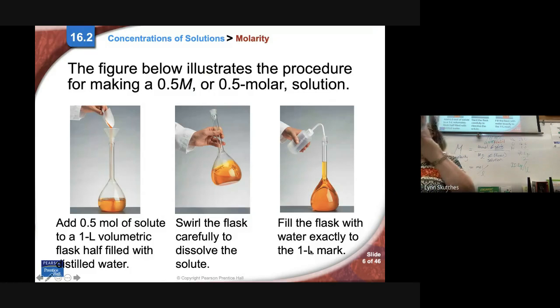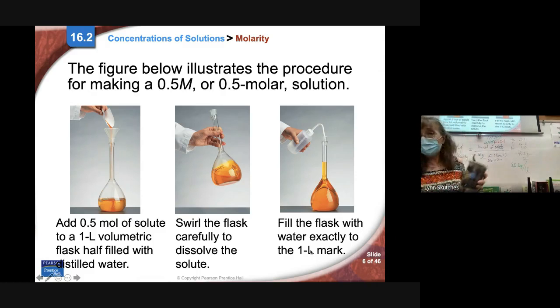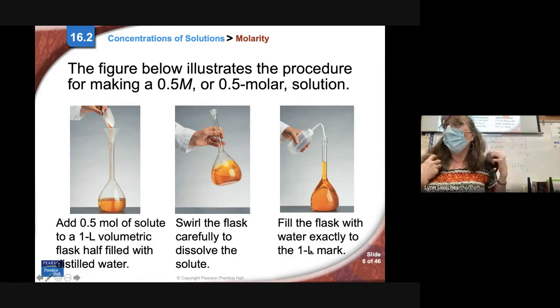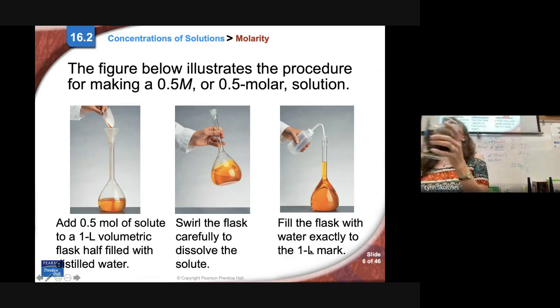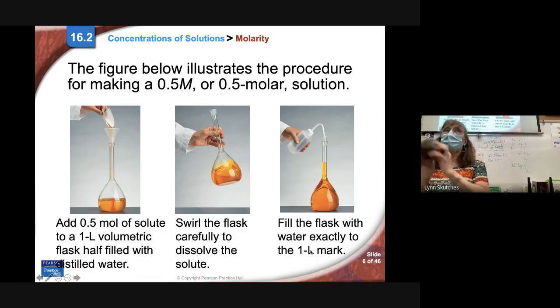So I have 1 mole, right? Cute little mole. And 1 liter. If I put my mole in my 1 liter, what do I have? What's the concentration? 1 mole per liter, 1 molar concentration, right? What happens if I put in half a mole? I have a half molar solution. What do I have left?